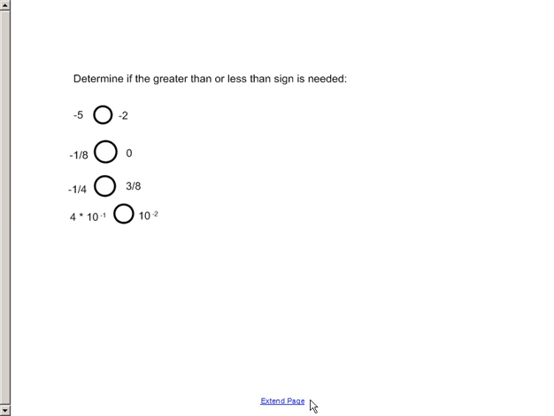This first slide, though, is a quick mental math. Decide if the greater than or less than sign is needed in the circle. For each problem, determine greater than or less than. You'll need to stop the video and record your answers to these four problems. When you are done, start the video again.